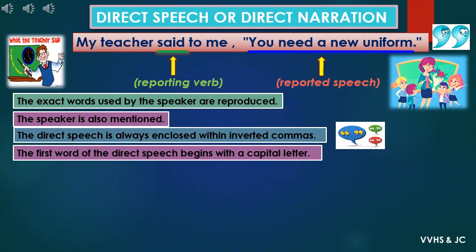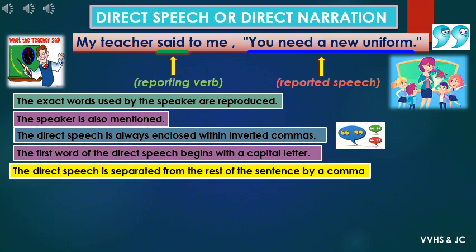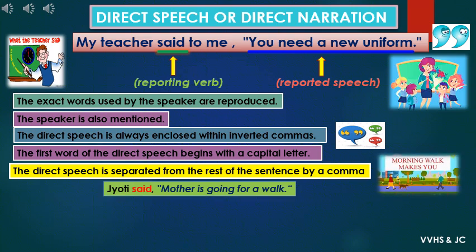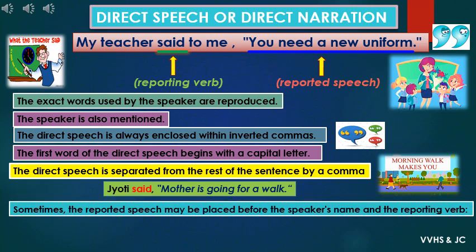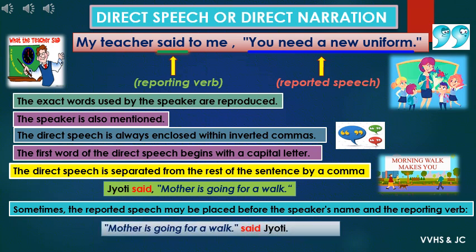The next point is, the direct speech is separated from rest of the sentence by a comma. For example, Jyoti said, comma, "Mother is going for a walk." Here, the reported speech is separated from the speaker and the verb by a comma. Sometimes, the reported speech may be placed before the speaker's name and the reporting verb. For example, "Mother is going for a walk," said Jyoti.